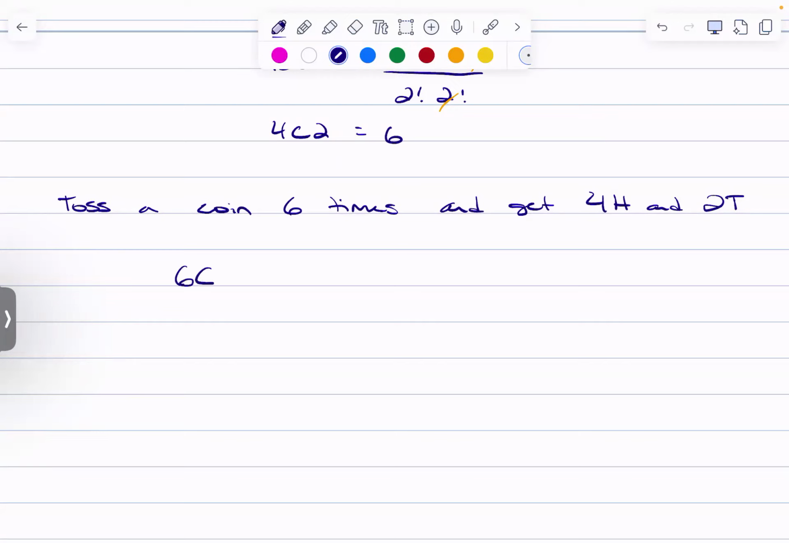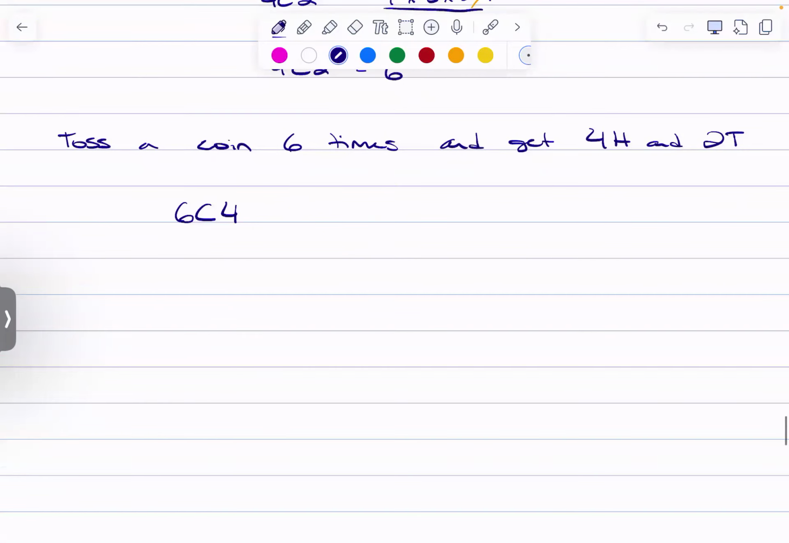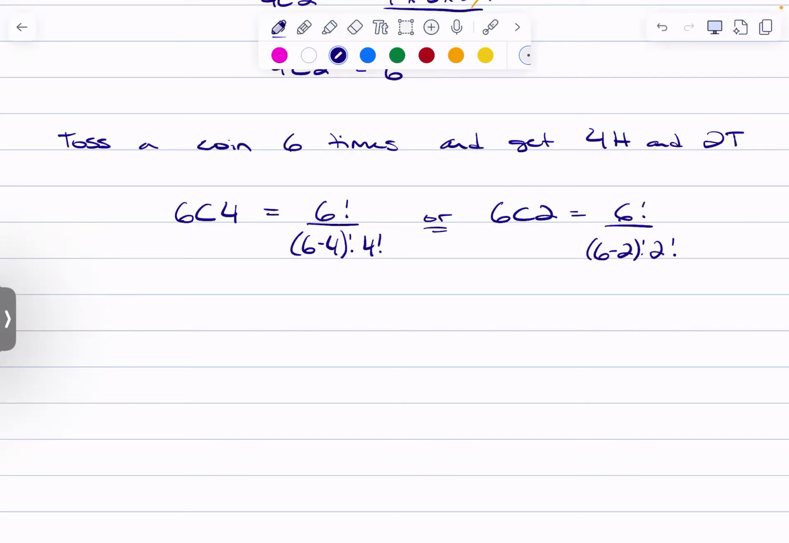So let's try it. 6 choose 4 is going to be 6 factorial divided by 6 minus 4 factorial times 4 factorial. Or 6 choose 2 is 6 factorial over 6 minus 2 factorial times 2 factorial. Notice how those are the same. Neat. Maybe it's not obvious yet.